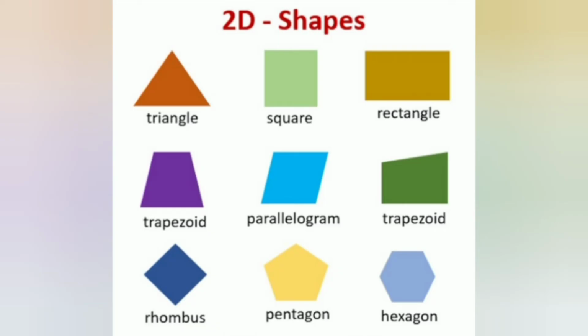The shapes that have only two dimensions are known as 2D shapes, and you can see the examples of 2D shapes, that are triangle, square, rectangle, trapezoid, parallelogram, rhombus, pentagon and hexagon.